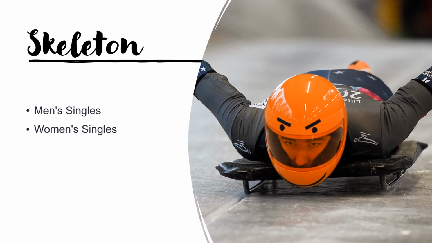Skeleton athletes begin standing. They run down the track to build momentum before positioning themselves on the sled on their stomach, face first. There is only one event for both men and women. Each athlete gets 4 rides over 2 days. Their times are combined, and the lowest total time determines the winner. The times are recorded to the 100th of a second, with riders traveling at around 80 miles per hour.